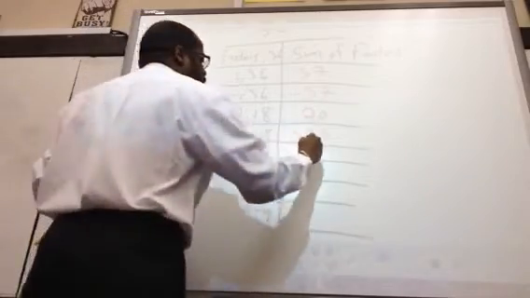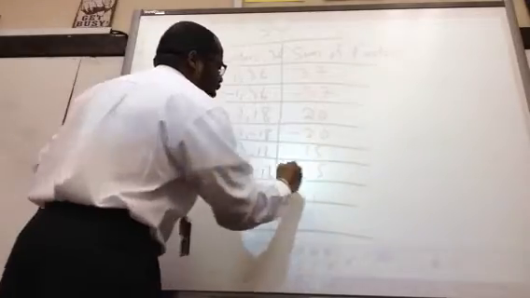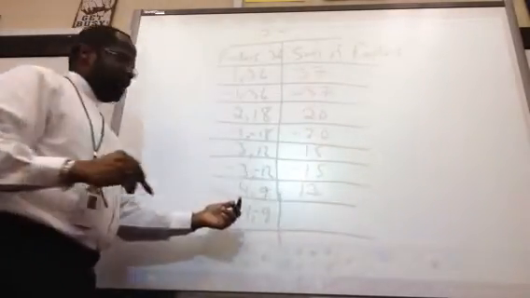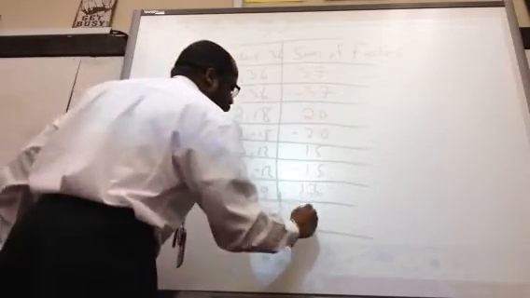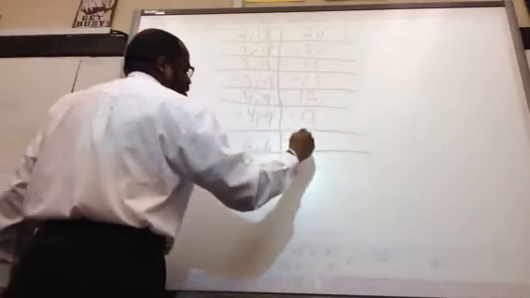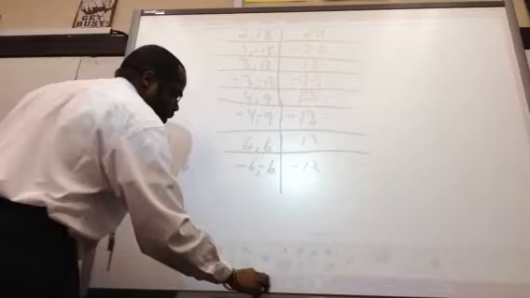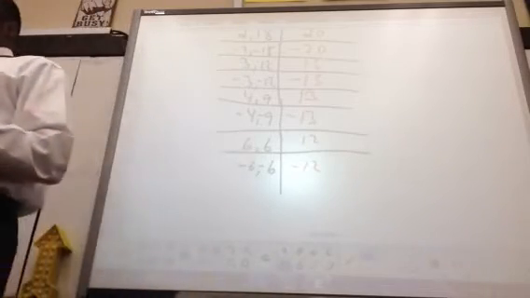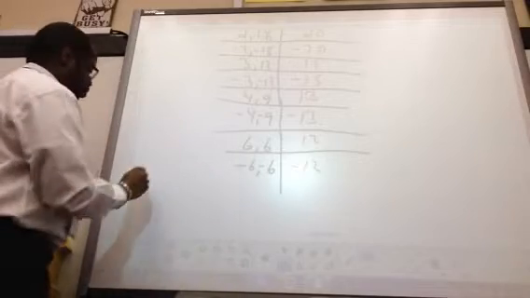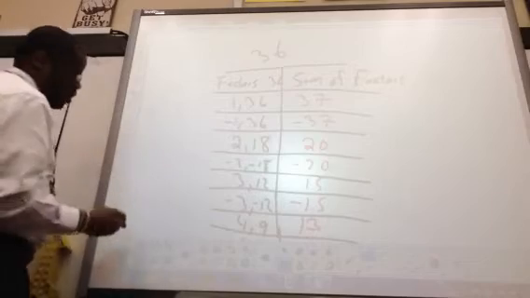3 and 12 is 15. Negative 3 and negative 12 is negative 15. 4 and 9 is 13. Negative 4 and negative 9 is negative 13. 6 and 6 is 12. Negative 6 and negative 6 is negative 12. Now, as you do more and more of these types of problems, you will find that you don't have to do all of this, but we did all of this to find a certain number.